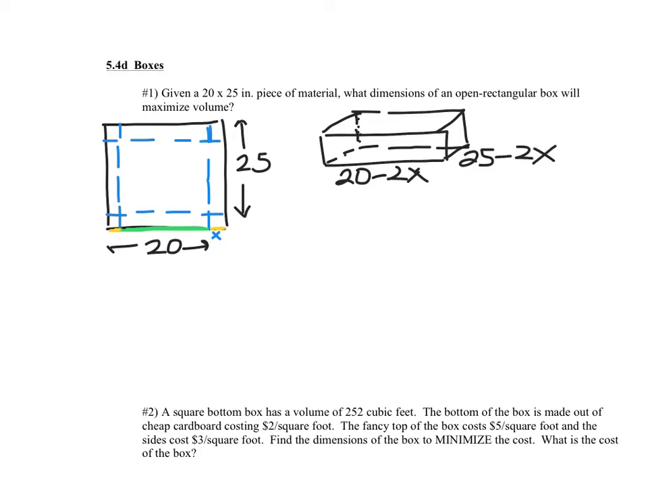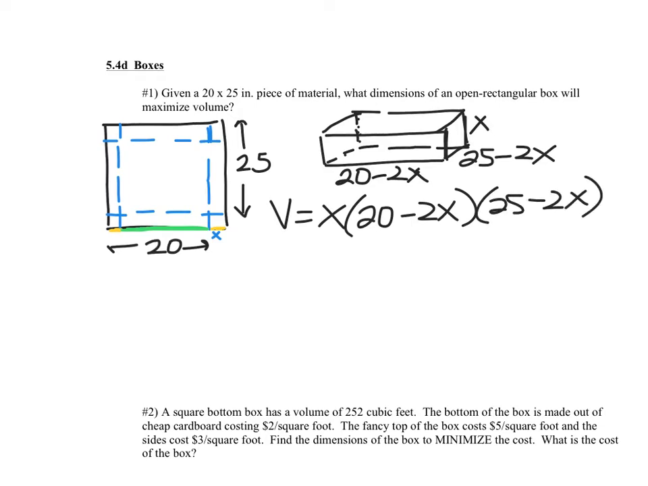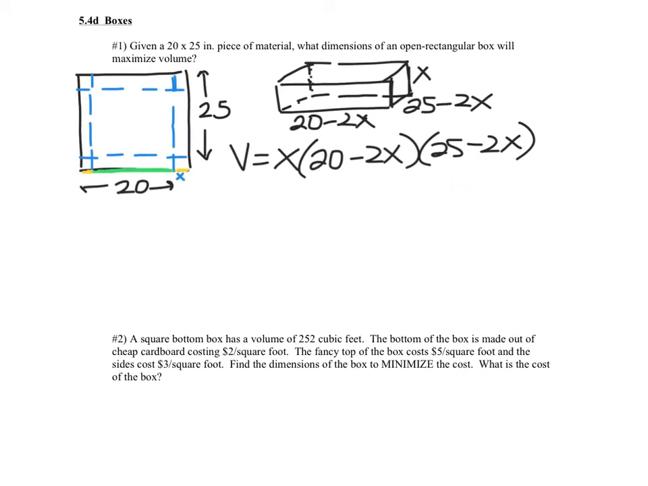And we know that the volume of a box is length times width times height. What's the height of this box? It's x. When you fold it up, that's going to be the height, that x that you cut off. So now the volume is x times 20 minus 2x times 25 minus 2x. And we're going to maximize the volume of this thing, so we have to take the derivative and set it equal to 0. But before we do that, we're going to FOIL it out.